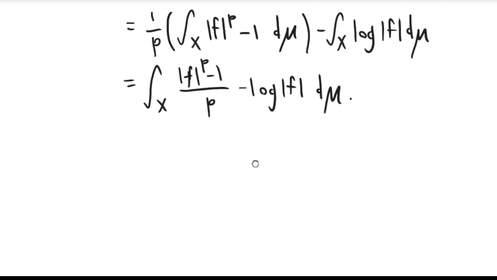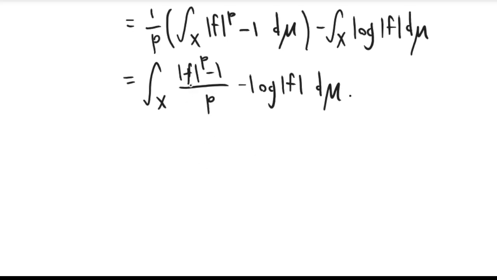So we basically want to show that as p goes to 0, this integral goes to 0. Okay, and we can do that using the dominated convergence theorem as follows.